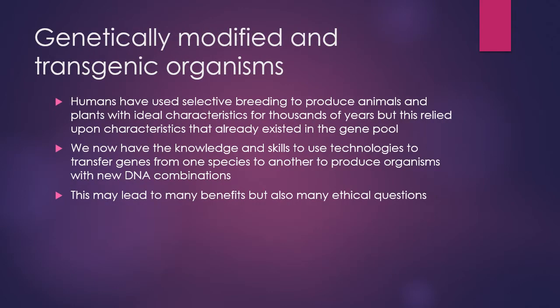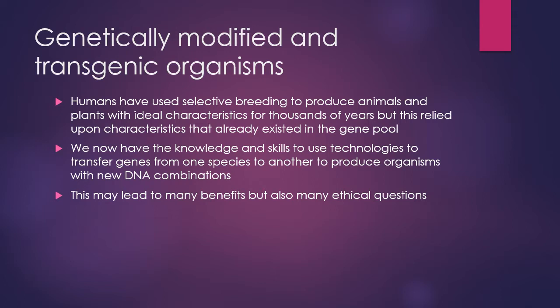All right, so in terms of genetically modified and transgenic organisms, we know that humans have used selective breeding for many, many years to produce animals and plants that have ideal characteristics. So they would cross-pollinate different plants or they would crossbreed different animals to try and get ideal traits. But that relied upon a lot of trial and error and only sort of playing with the genes that were there in the gene pool.